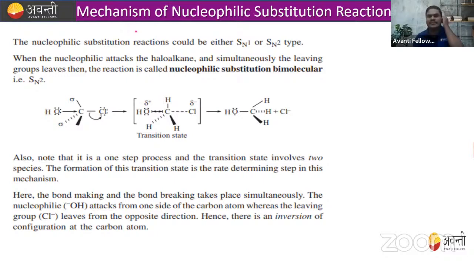ठीक है यहाँ तक? यानी when the nucleophile attacks the haloalkane and simultaneously the leaving group leaves, then the reaction is called nucleophilic substitution bimolecular. मतलब एक ही समय पे अटैक हो रहा है और उसी समय पीछे से एक न्यूक्लियोफाइल अटैक कर रहा है और आगे से एक लीविंग ग्रुप निकल भी रहा है. So that is called a bimolecular reaction.